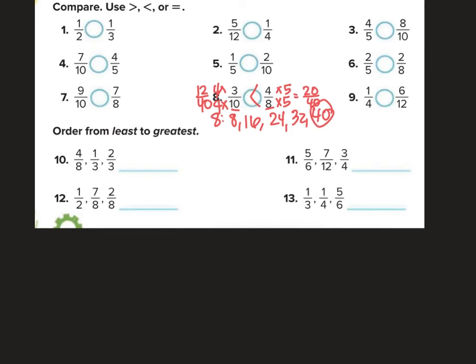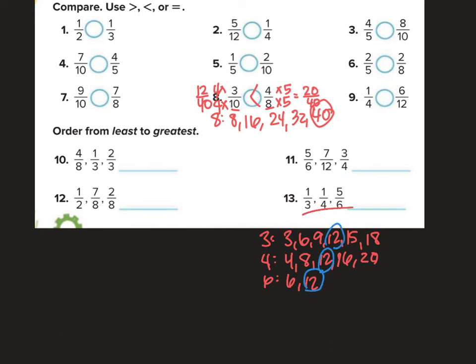All right, I really want to do these ones down here because I just think that they're pretty tricky sometimes, and so I want to make sure that we're understanding. Let's do this one here. So I've got 3, 4, and 6. I'm going to do multiples. 3, 6, 9, 12, 15, 18. 4, 8, 12, 16, 20. 6, 12, look at this. 12, 12, 12. That's the first number where they're all the same. So I want to get all of my denominators to equal 12.